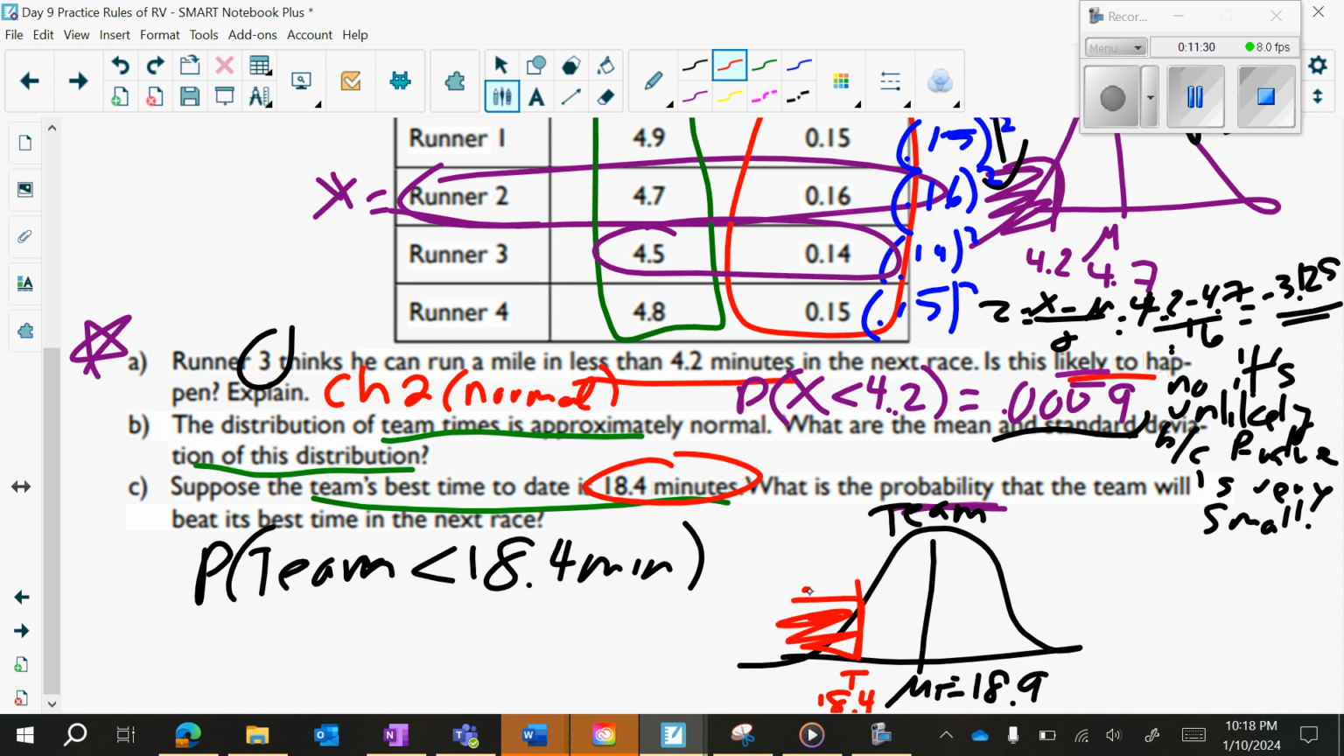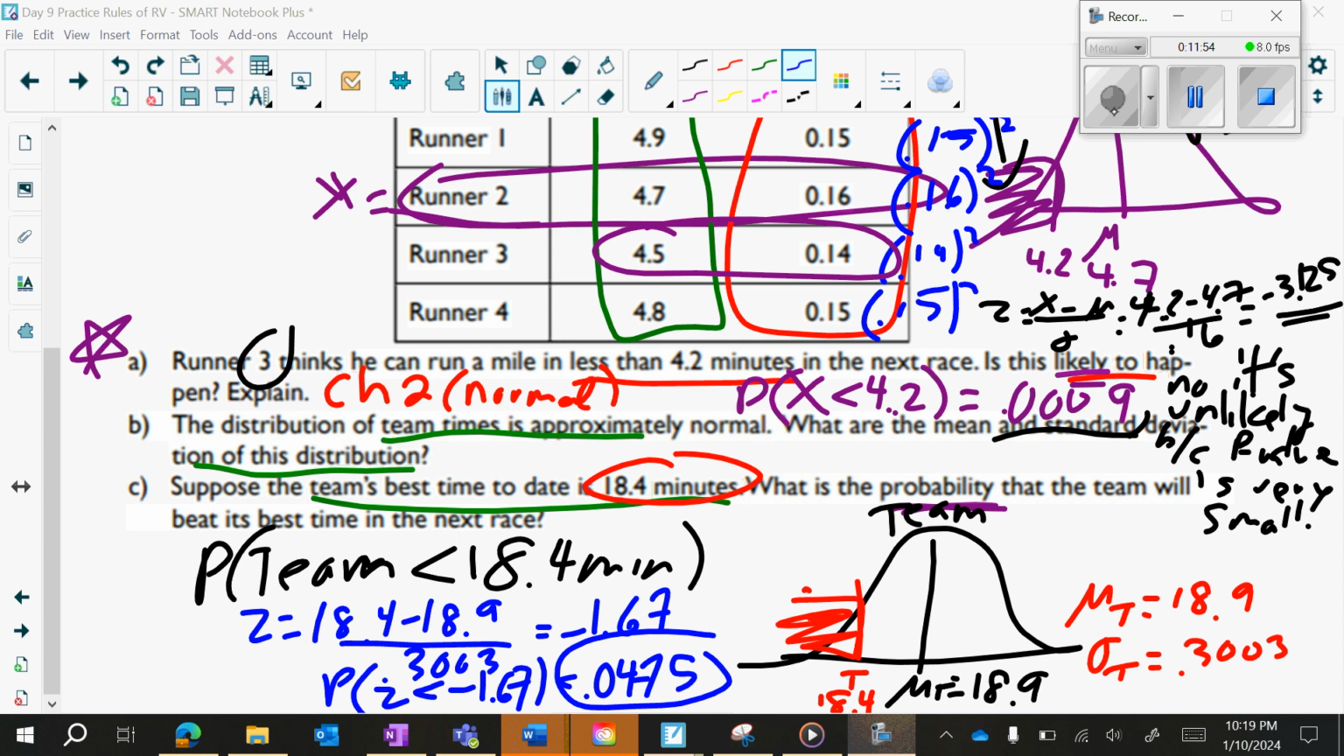And now you're going to do a z-score for 18.4. But instead of using any of these individual data, you're going to use the mean of the team and the standard deviation of the team. Find either the z-score now for 18.4 and then find the area to the left, or do the normal CDF. Okay, I did the z-score by hand. I got negative 1.67 and I got an area of 0.0475. If you use normal CDF, I think you're going to get a little bit different because it's actually going to be more accurate. You're going to get closer to 0.048.